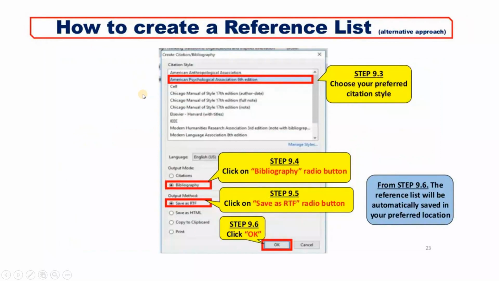After that, it will ask you which citation style you prefer. Many citation styles are available, so you can choose according to your need. Then select the Bibliography option radio button, and the output method is Save as RTF. After that, just click on OK. The reference list will be automatically saved in your preferred location after clicking this OK button.